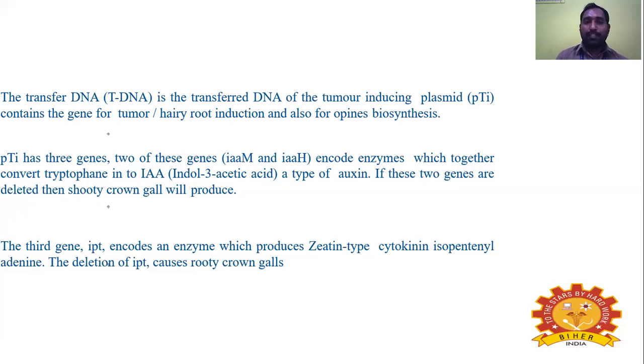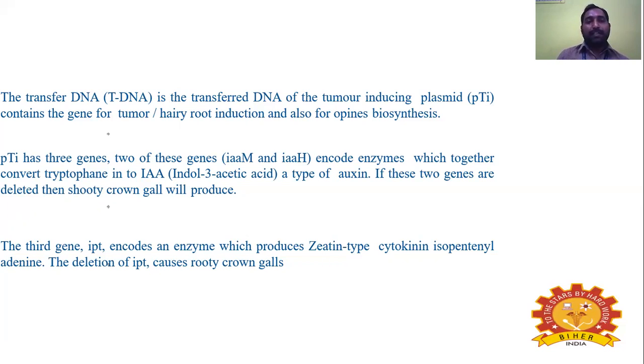Among the 3 genes, there are 2 genes, that is IAAM and IAAH, which encode enzymes which together convert the tryptophan into indole 3-acetic acid, a type of auxin. If those 2 genes are deleted, then shooty crown gall disease will be produced.